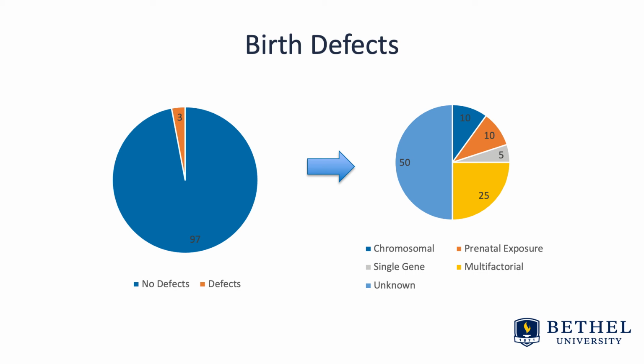But specifically for defects that are identified at birth, when we break those down, about 10% is going to be chromosomal. About 10% is some sort of prenatal exposure, which we talked about in our last slide. 5% is single gene expression. 25% is multifactorial. And generally, 50% is going to be unknown, where we really don't know what caused the defect or insult.